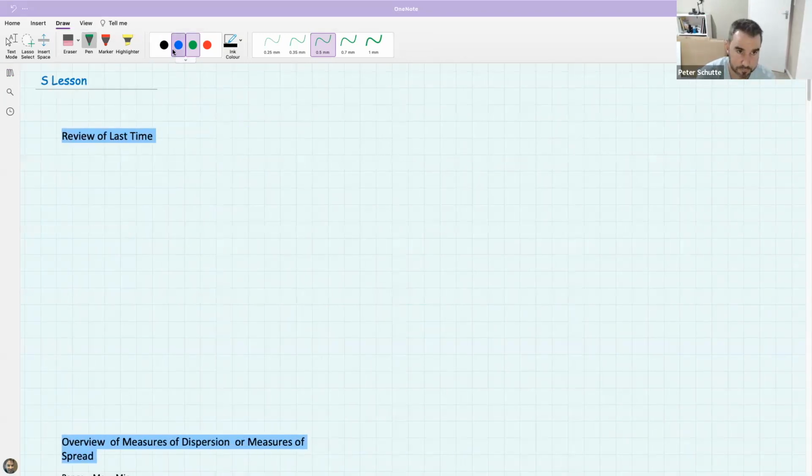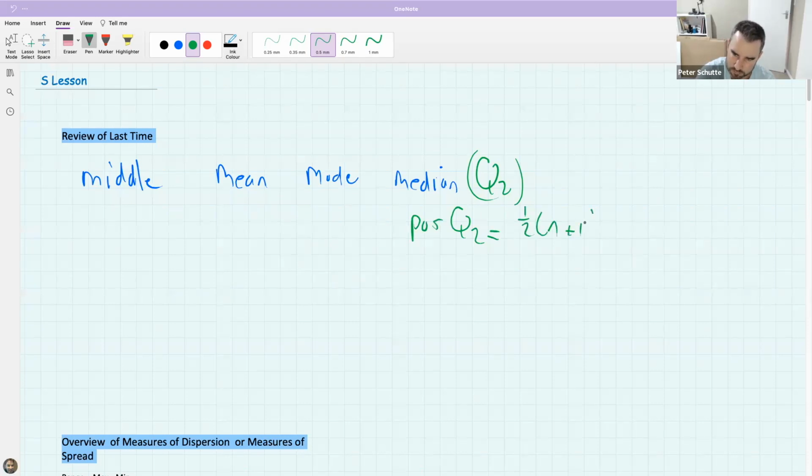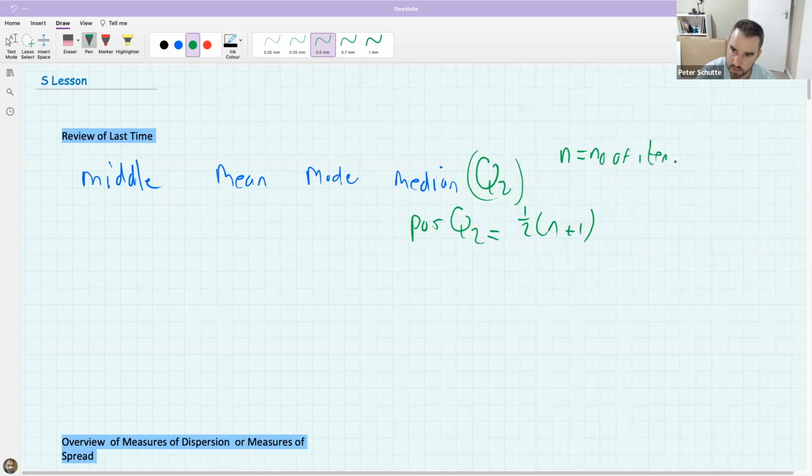What did we do last time? Well, we spoke about where the middle or the center of the data is, and we found things called the mean, the mode, and the median. And the median we gave this interesting name called Q2, or the second quartile. When we found the median, we first calculated its position using this formula, where n is the number of items in the data set. And once we found its position, we could then find the value of Q2.